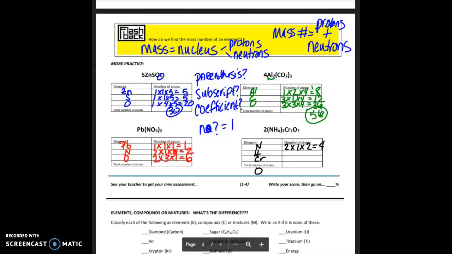For the hydrogen, we do have parentheses. It's a 2. We do have a subscript. It is a 4, and we do have a coefficient, which is a 2. 4 times 2 is 8. 8 times 2 is 16.